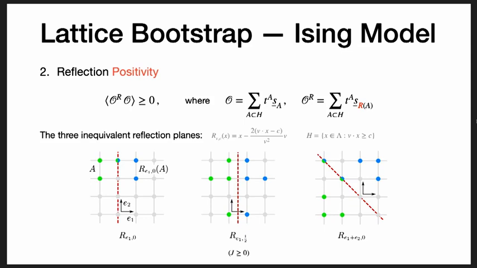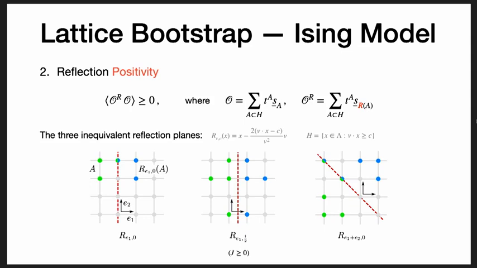And then you multiply it times the same linear combination, but with the reflected mirror image across that plane. Like, for example, the blue ones. You multiply them together, and then evaluate the infinite spin sum, the average value. That is supposed to be positive. So that's what reflection positivity is.